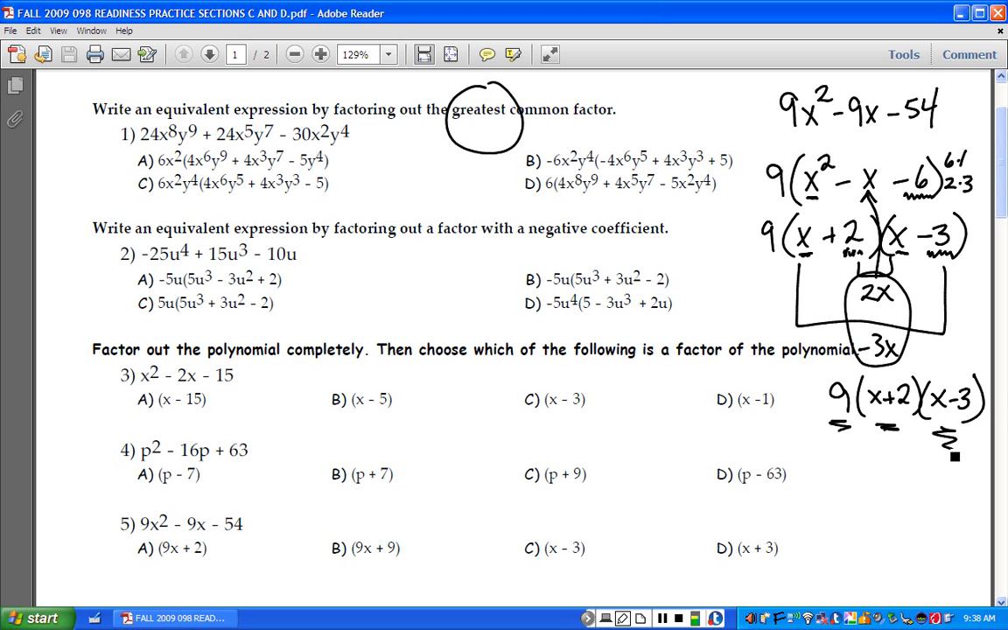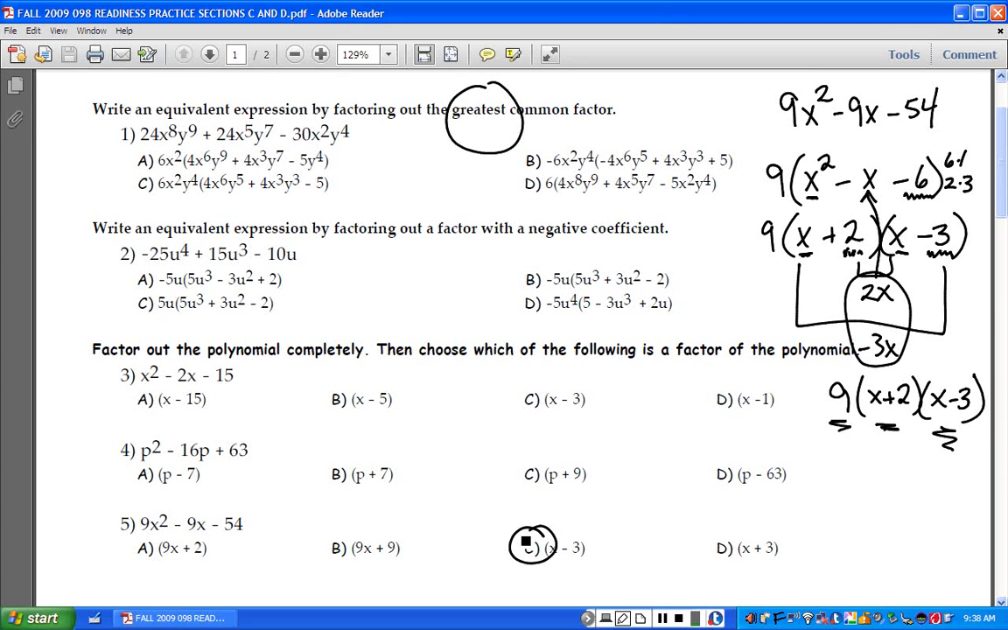Okay, so we look at our answer choices. Letter A for number 5, 9x plus 2 is not one of our choices. Letter B, 9x plus 9 is not a choice. Letter C, x minus 3 is a choice. Letter D, x plus 3 is not a choice. So our answer would be C.